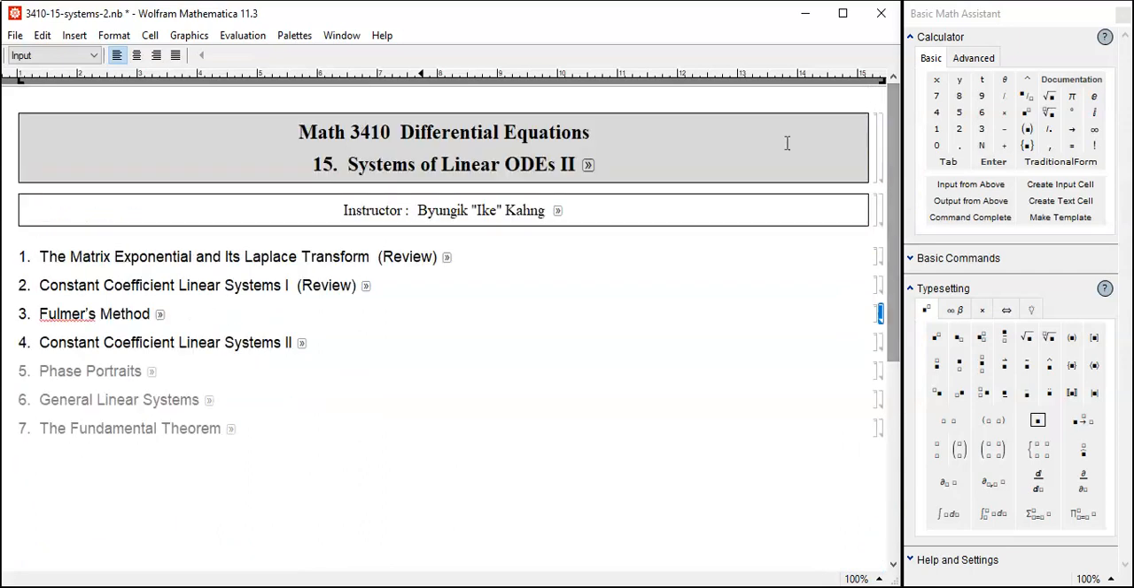Okay, so much for Fulmer's method's theory and a motivating example. We're going to talk about the example problems in the next videos. Maybe 2 videos, maybe even 3, we'll see.